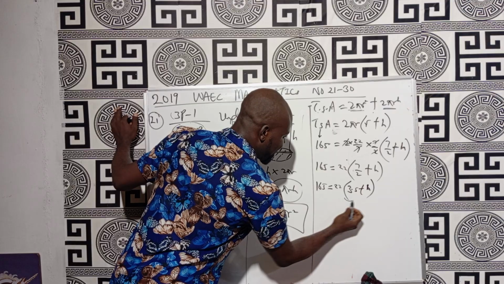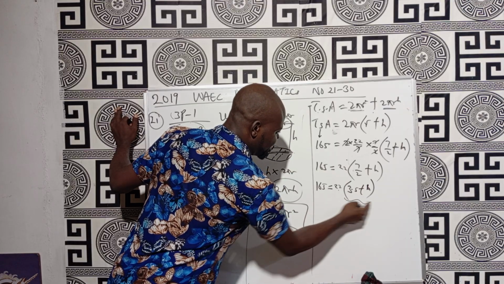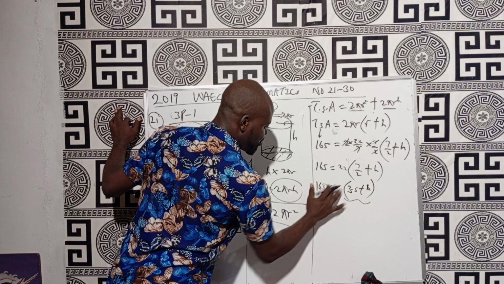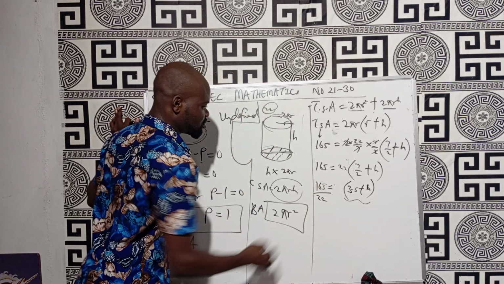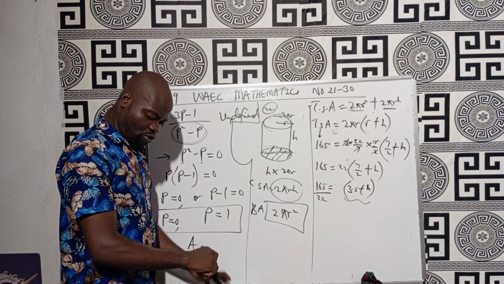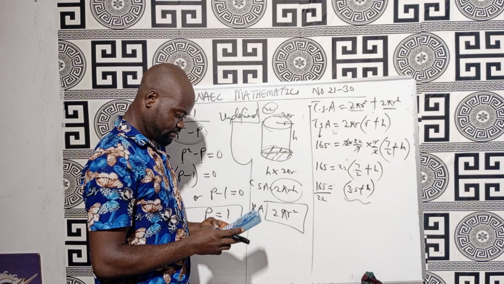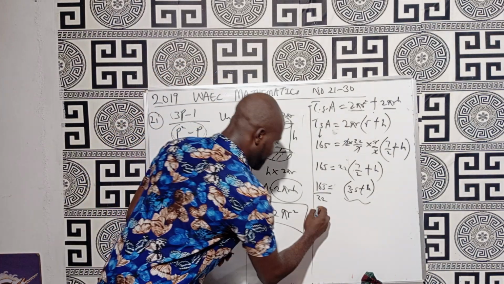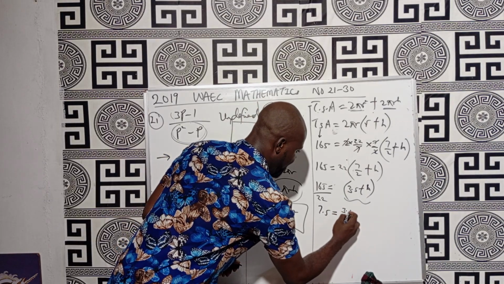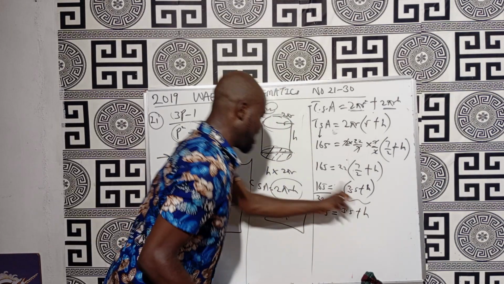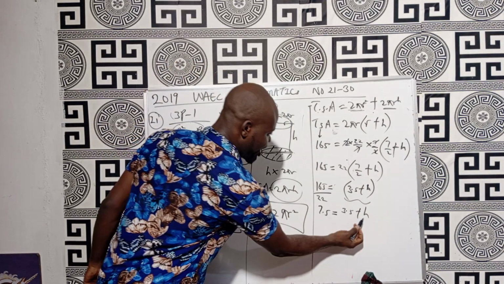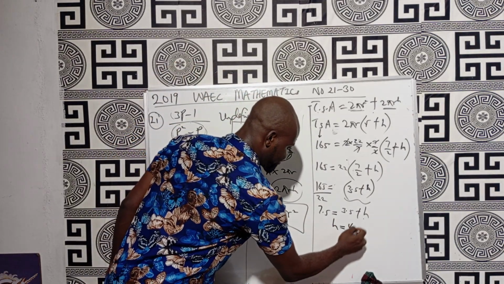Now, what is beside this guy? 22. So you will divide both sides by 22 so that this 22 can come to this place, all over 22. So let's divide this. We have 165 divided by 22. That's 7.5. So 7.5 equals 3.5 plus h. If you collect like terms, 7.5 minus 3.5 is 4. So h equals 4. The height is 4 centimeters.